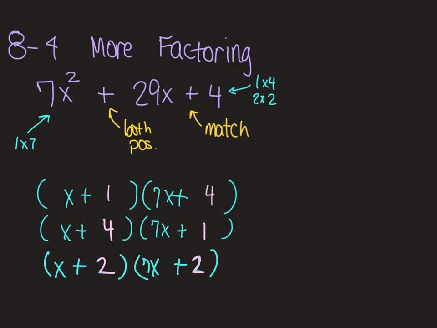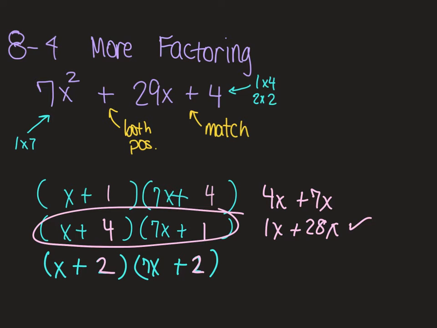So let's O and I here. Did I get 29? No, I didn't. Okay, let's O and I. Hey, there we go. So that's my answer. This one, if you just want to know, 2x plus 14x is 16x, so that one didn't work.